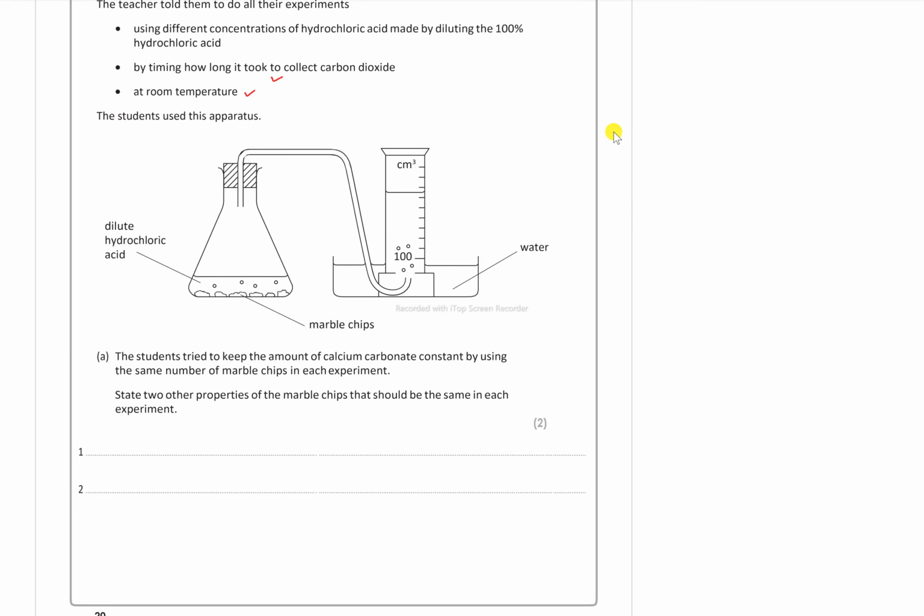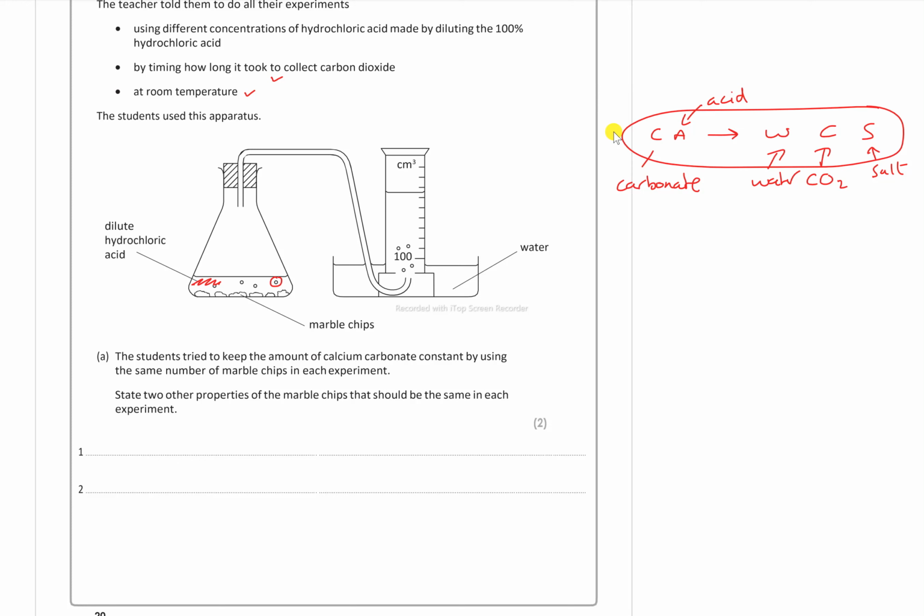Right, so you've got your acid here. These bubbles are the CO2 that's being produced. So it's calcium carbonate, so it's going to be the corks. This is your carbon dioxide. That is your salt being produced, and that is your water. This is your carbonate, because they use marble chips here, calcium carbonate, and that is the acid being used. Okay, so it's the corks acronym that we're interested in.